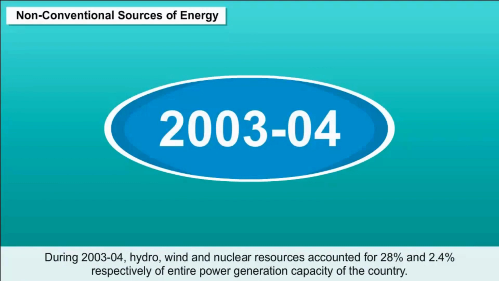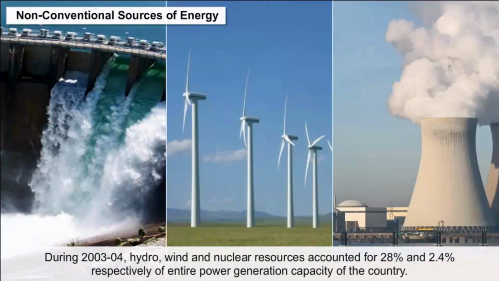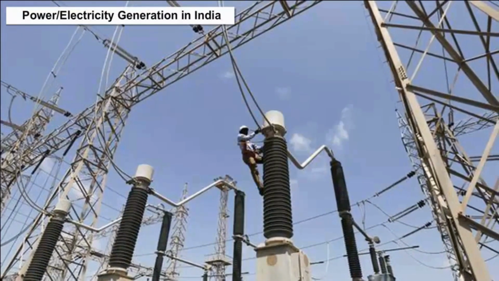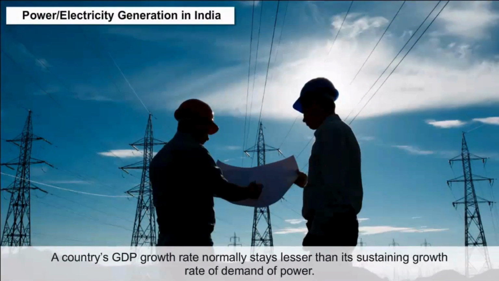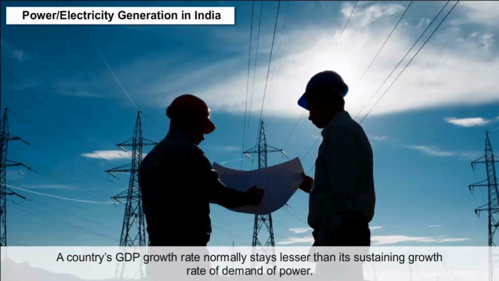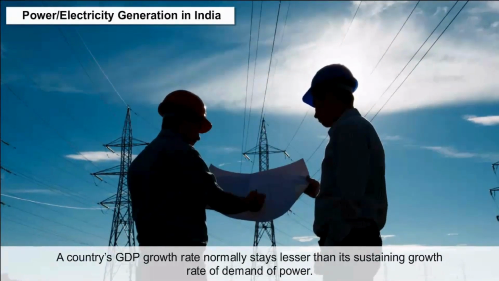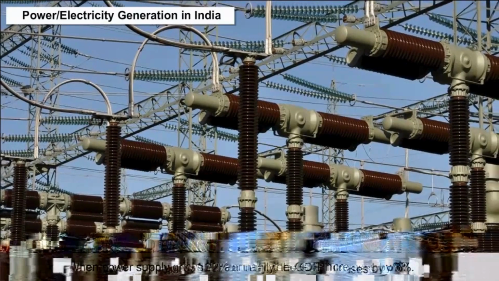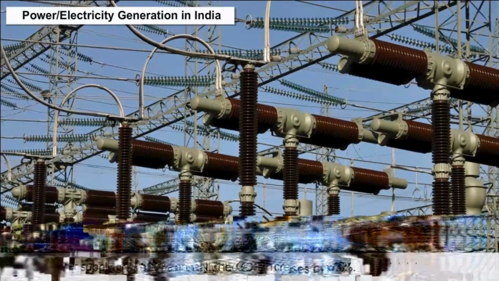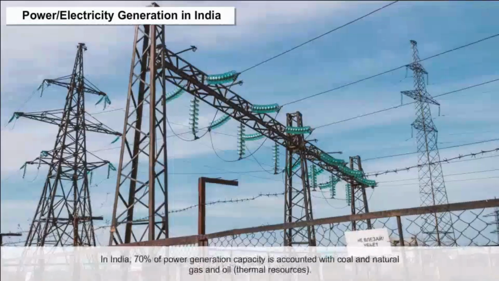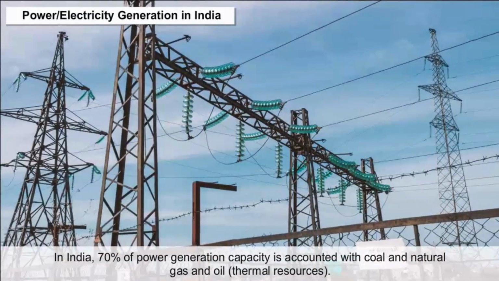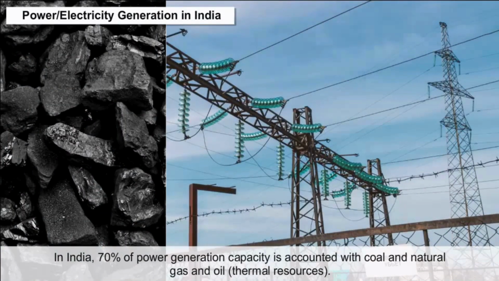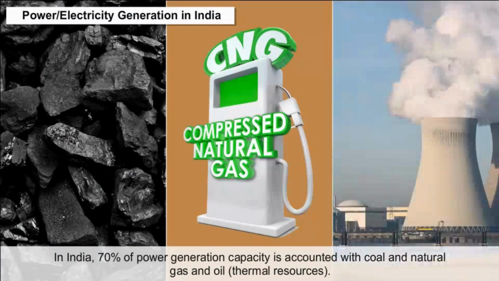During 2003-2004, hydro, wind, and nuclear resources accounted for 28% and 2.4% respectively of the entire power generation capacity of the country. Power generation in India. A country's GDP growth rate normally stays lesser than its sustaining growth rate of demand for power. When power supply grows 12% annually, the GDP increases by 8%. In India, 70% of power generation capacity is accounted for by coal, natural gas, and oil thermal resources.